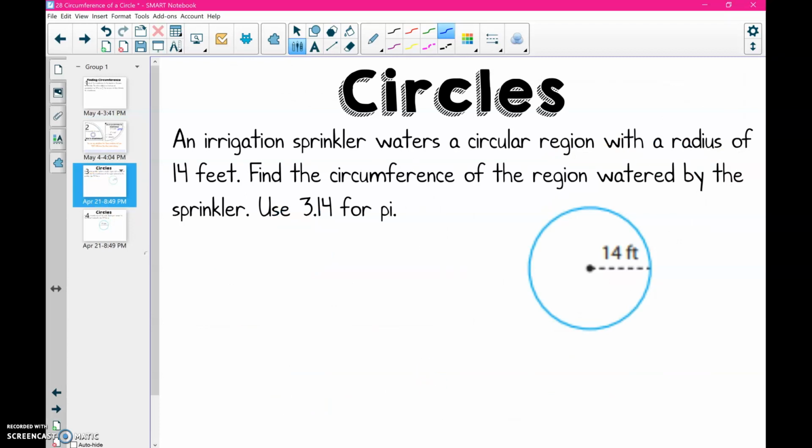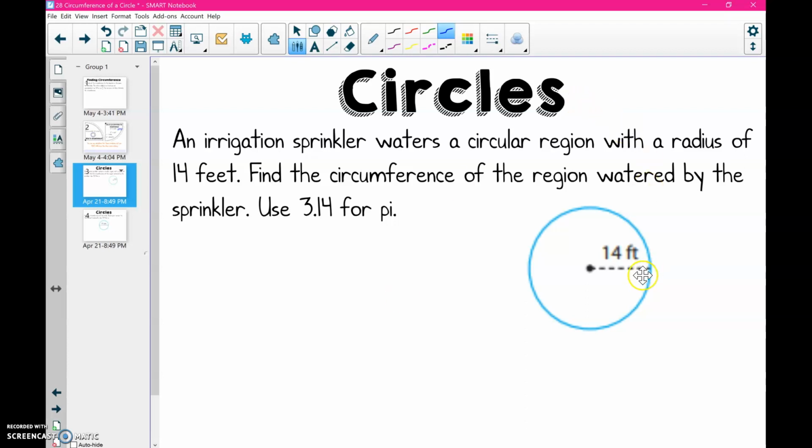There we go. So we have an irrigation sprinkler that waters a circular region, right? So it's in the center here, and it goes around, starting here and spraying around, with a radius of 14 feet. So we want to find the circumference of the region watered by that sprinkler, okay? And we're going to use 3.14 for this one.